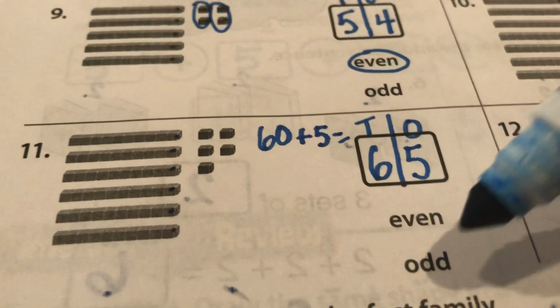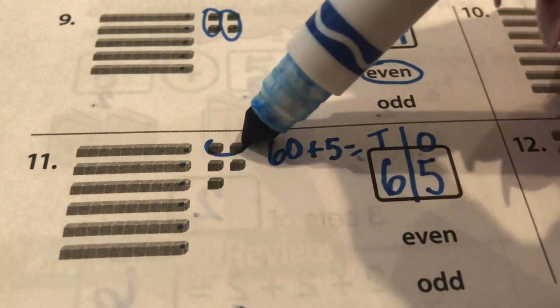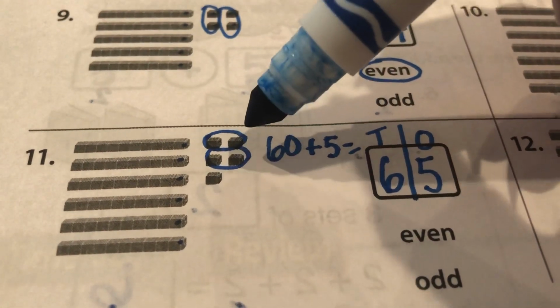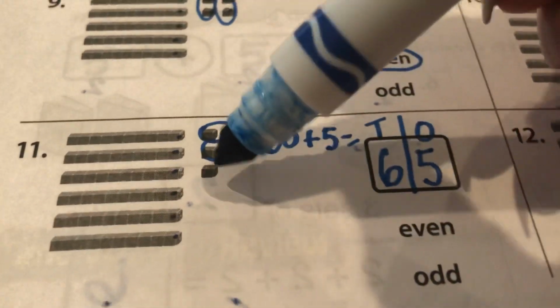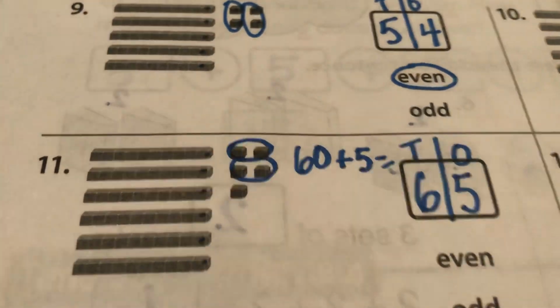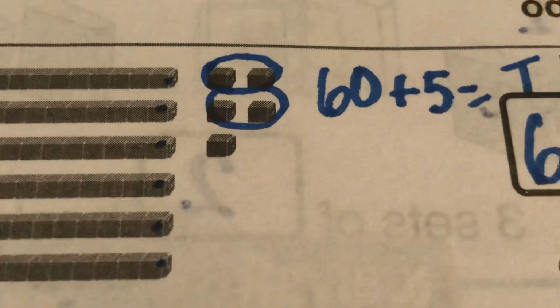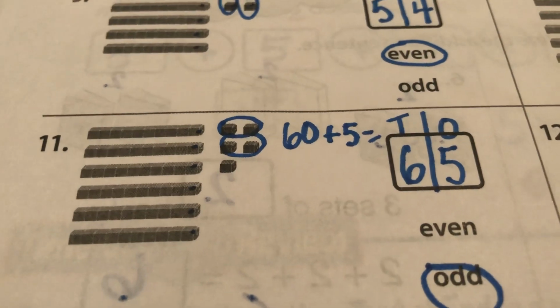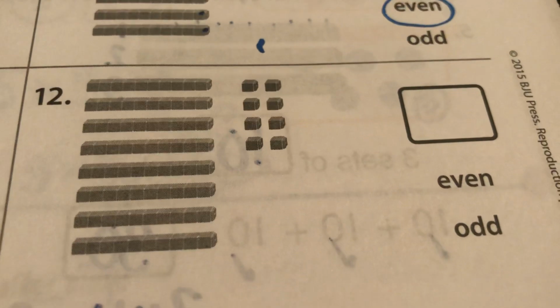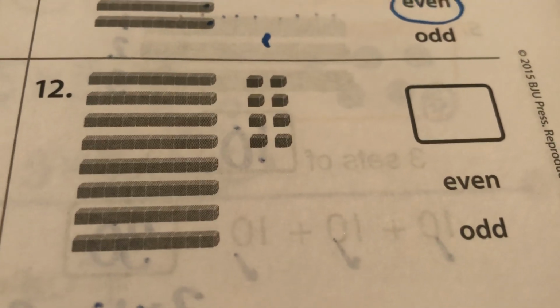But now I got to find out if it's even or odd. You get a buddy, you get a buddy. He's all out in the cold. Look at the baby. Oh, you poor thing. I would take you home if I could. Oh, no. It's odd. Oh, it's terrible. Okay, let's go to number 12. I hope this one isn't odd.